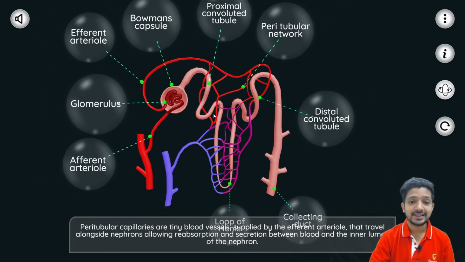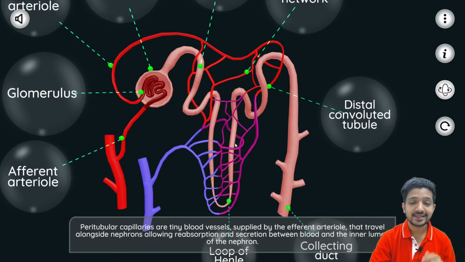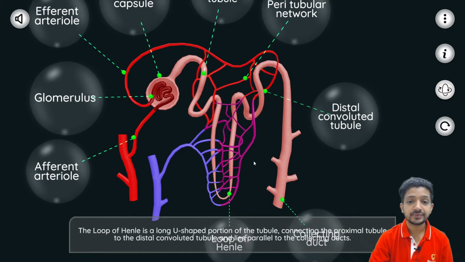Following the PCT is a long U-shaped structure called as the loop of Henle. So loop of Henle is present between PCT and DCT, and it plays an important role in water reabsorption. We all know water is so useful for our body, hence nephrons make sure that it reabsorbs the maximum amount of water so that our body stays hydrated.